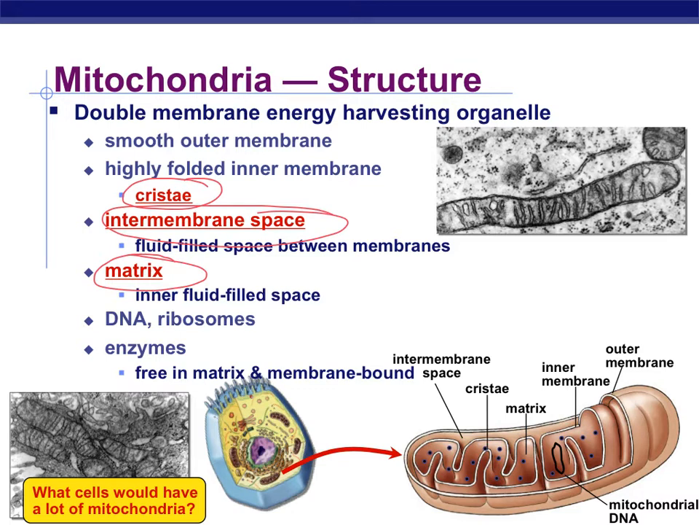And a good question to ask here is, what types of cells would you expect, how about in the human body, to have a lot of mitochondria? Well, the types of cells that would need to produce a lot of energy, so especially things like muscle cells or nerve cells in the body. They have a lot of mitochondria, so there's a lot of access to energy-making processes.